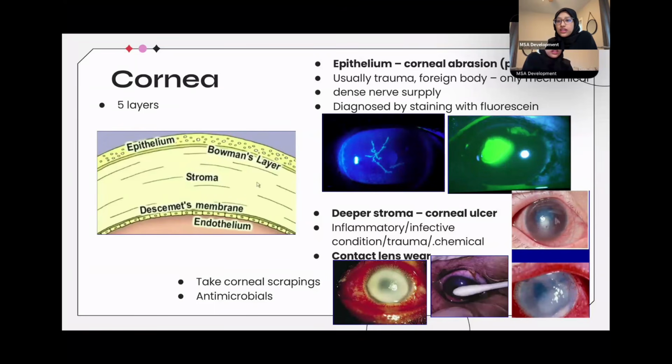So corneal ulcer. These are all pictures of corneal ulcer. The one thing you do is swab, take samples from the cornea, inside. Cornea is the front layer of the eye. So take cornea samples and treat with antimicrobials because ulcers are more prone to bacterial infection. So you want to treat that with antibiotics before it happens.